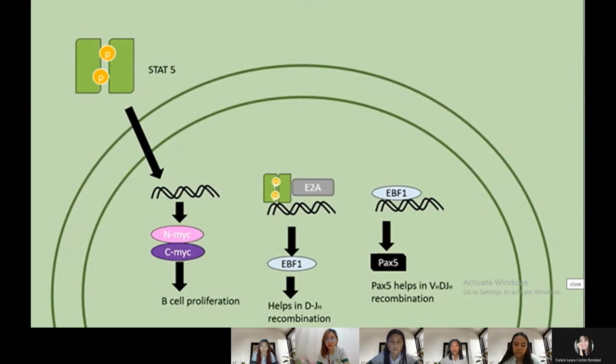So the STAT5 moves to the nucleus and starts transcription of NMYC and CMYC. Also, it starts transcribing EBF1. The EBF1 and STAT5 both allow transcription of PAX5. The EBF1 is super important for DJH recombination, and also PAX5 is very important for VDJ recombination. For the heavy chain recombination, PAX5 and EBF1 are super important. And these two transcription factors ensure that the heavy chain recombination takes place properly.